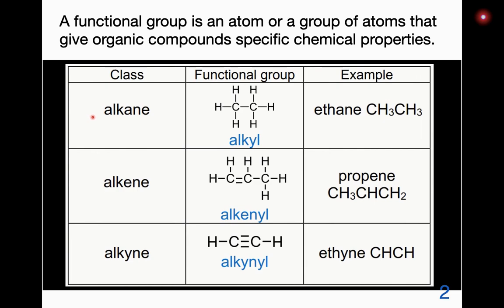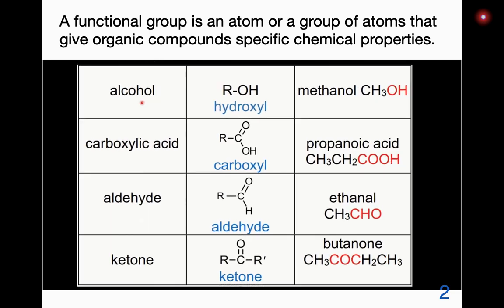Next, we'll look at all the classes and functional groups that you need to know for standard level chemistry. So the first example is the alkanes, which have carbon-to-carbon single bonds. An example is ethane. Next, we have the alkenes, which have carbon-to-carbon double bonds. An example is propene. Next, we have the alkynes, which have a carbon-to-carbon triple bond. An example is ethyne. Next, we have the alcohols. The functional group is called the hydroxyl group. An example is methanol. The carboxylic acids have a carboxyl group. An example is propanoic acid.